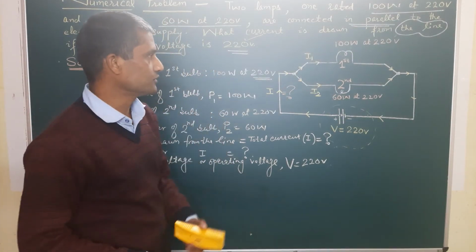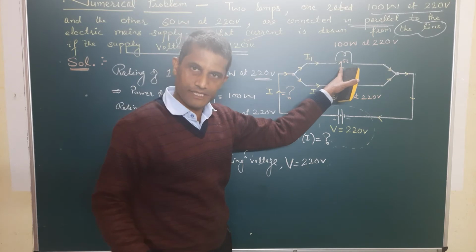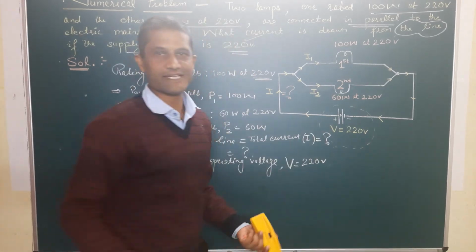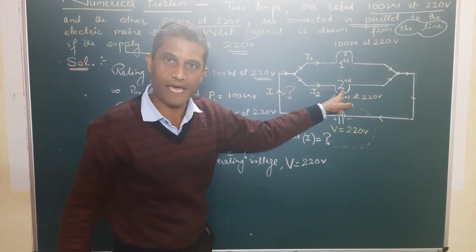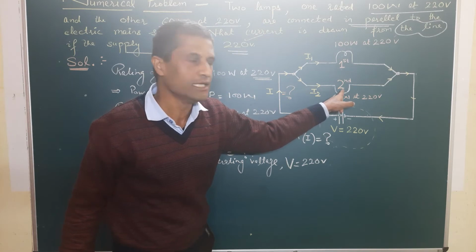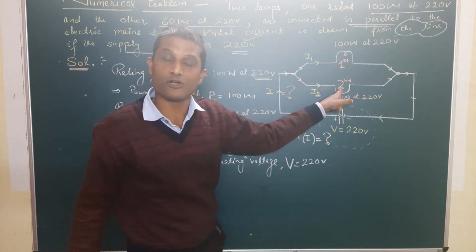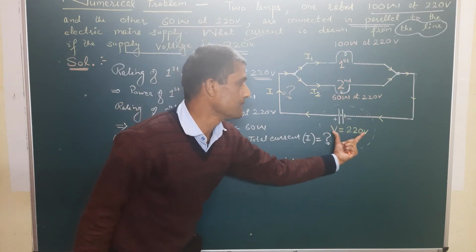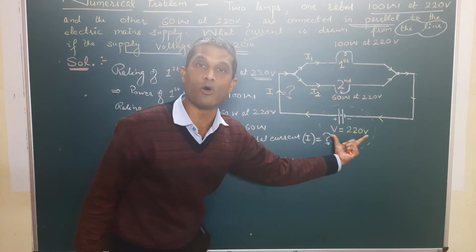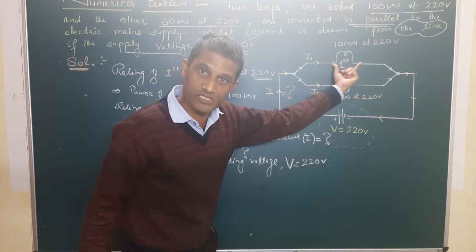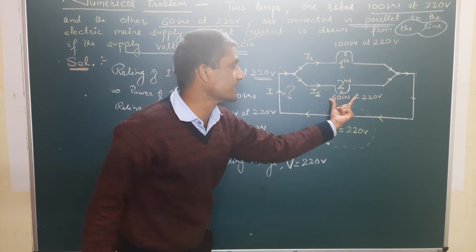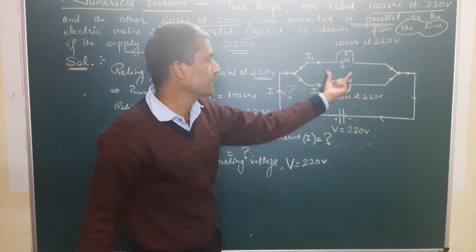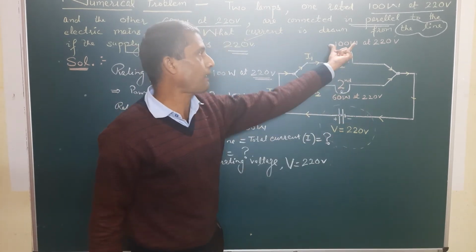Firstly, we are going to find out I1, the current flowing through the first bulb. We know power is 100 watt and voltage is 220 volts. Since this combination is in parallel, and we have learnt that in a parallel combination each conductor or resistor receives the same voltage as that of the main supply line. Since the main supply line voltage is 220 volt, the first bulb will receive 220 volt, as well as the second bulb. First bulb is receiving 220 volt and its power is 100 watt.